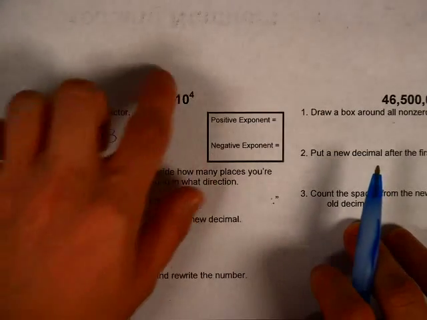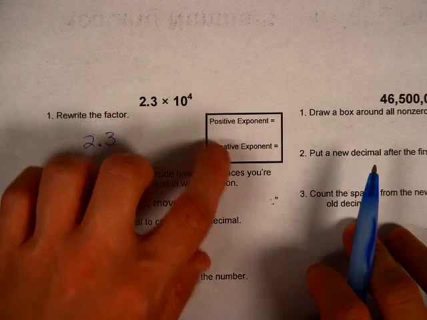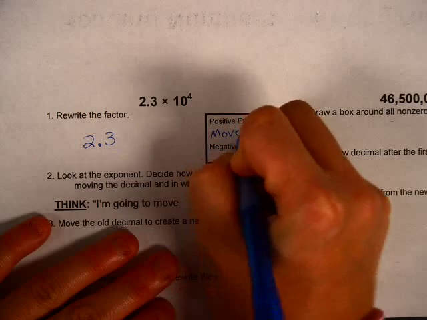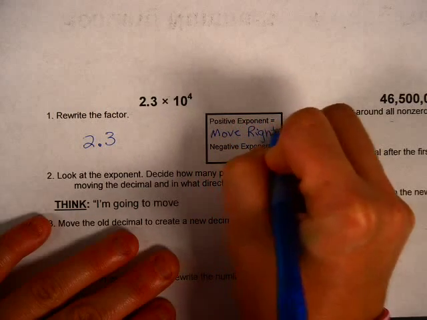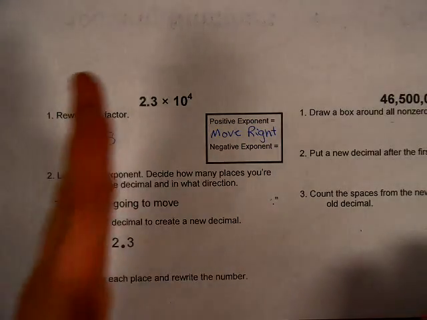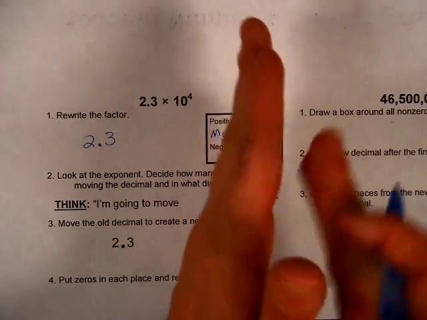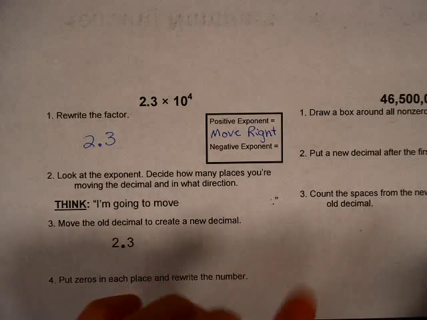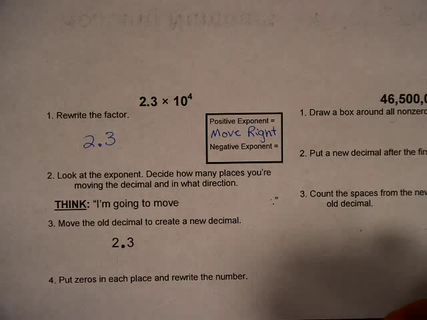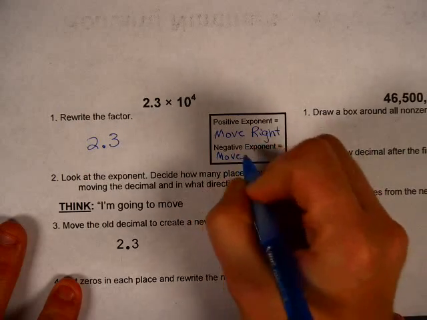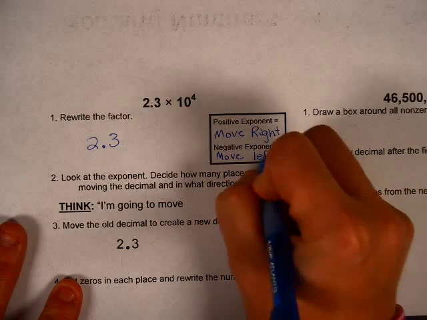Okay? When you have a positive exponent, like we do here, you have to move the decimal to the right. And that makes sense because when you're looking on a number line, the positive numbers are to the right. Like here's 0, the positive numbers are to the right. So that makes sense. Same way goes if you're dealing with a negative, you have to go the opposite way and you have to go to the left, just where the negative numbers are on a number line. So we're going to move to the left.